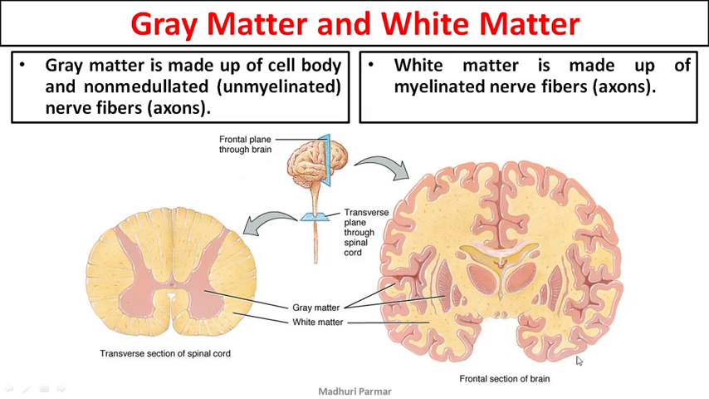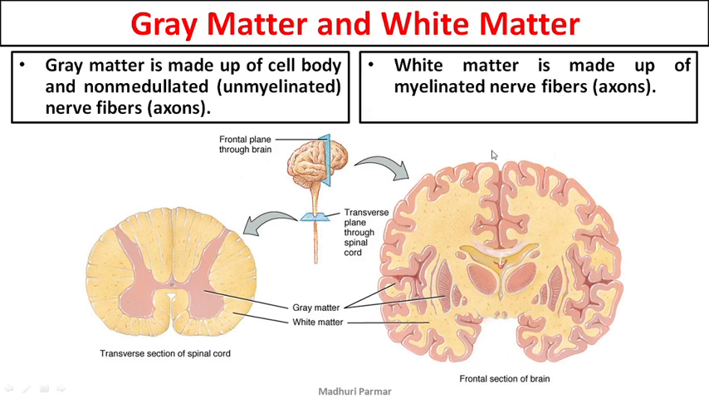Can you see it is present outside, in the borders of the brain? And towards the inside you have white matter. The opposite is the case for your spinal cord. If you talk about the spinal cord, then the outside is white in color, and this H or butterfly shaped structure is actually gray in color. Clear? So it is vice versa, it is opposite in case of spinal cord and in case of brain.